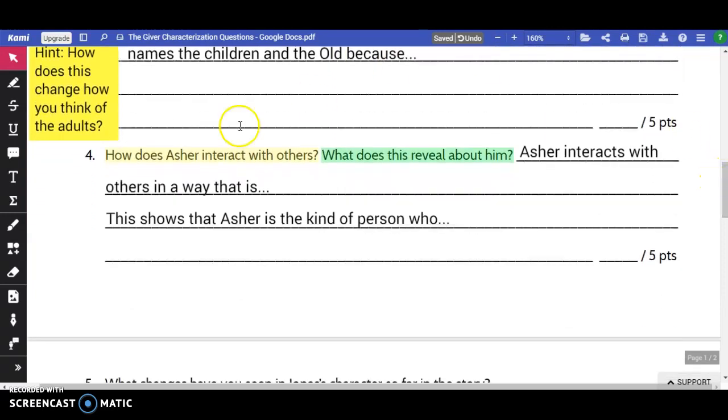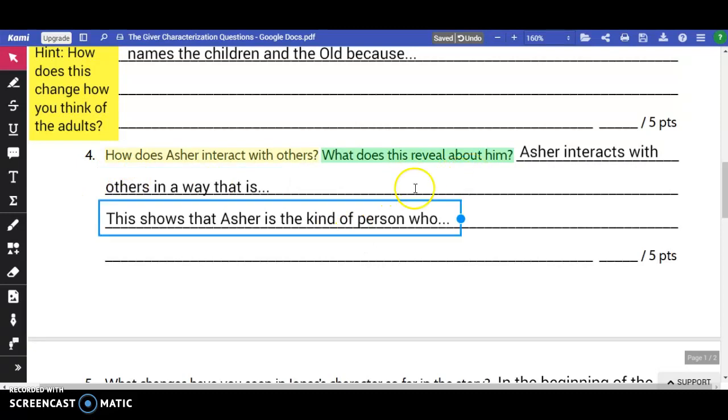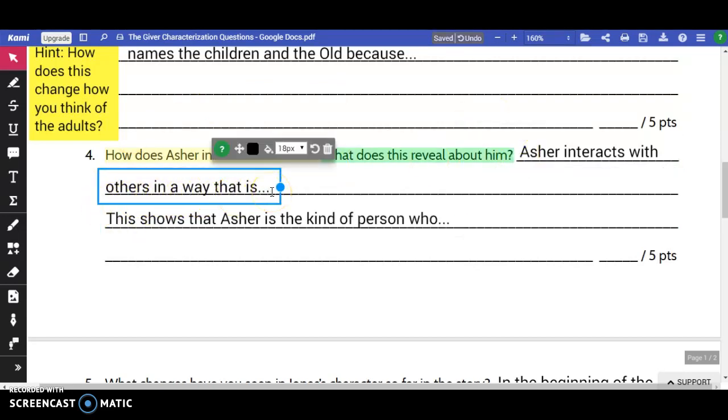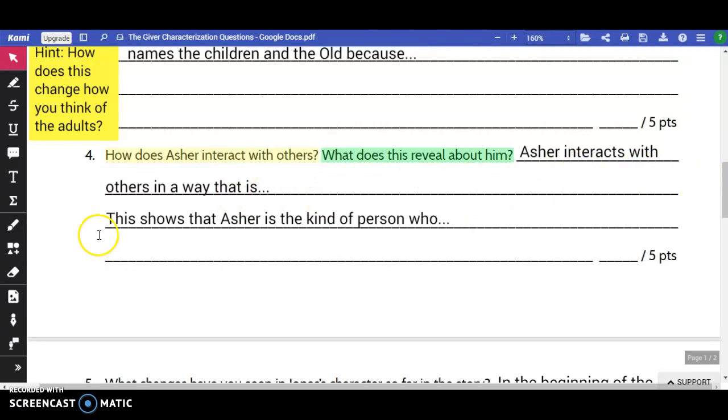Question 4. How does Asher interact with others? What does this reveal about him? Question 4 is actually 2 questions. You need to make sure that you answer both parts. I've given you some sentence starters that you're welcome to use. Asher interacts with others in a way that is, and then you would describe how Asher interacts with others. Then your second sentence would say, this shows that Asher is the kind of person who, and you would explain what this shows about Asher.